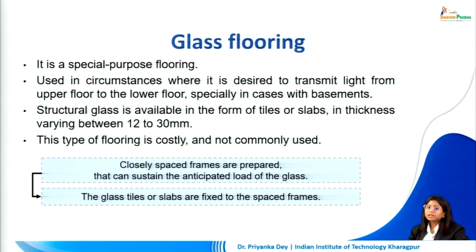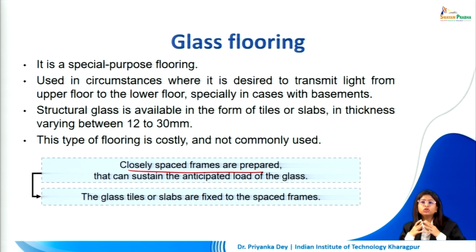The structural glass is available in the form of tiles or slabs, and the thickness can vary from 12 to 30 mm. But whatever type of glass and thickness we are selecting, it should be such that it does not crack easily under foot traffic. This type of flooring is actually very costly and we do not use it commonly. It is for special purposes only. Here, first of all, closely spaced frames are prepared, depending upon the anticipated load on the glass.